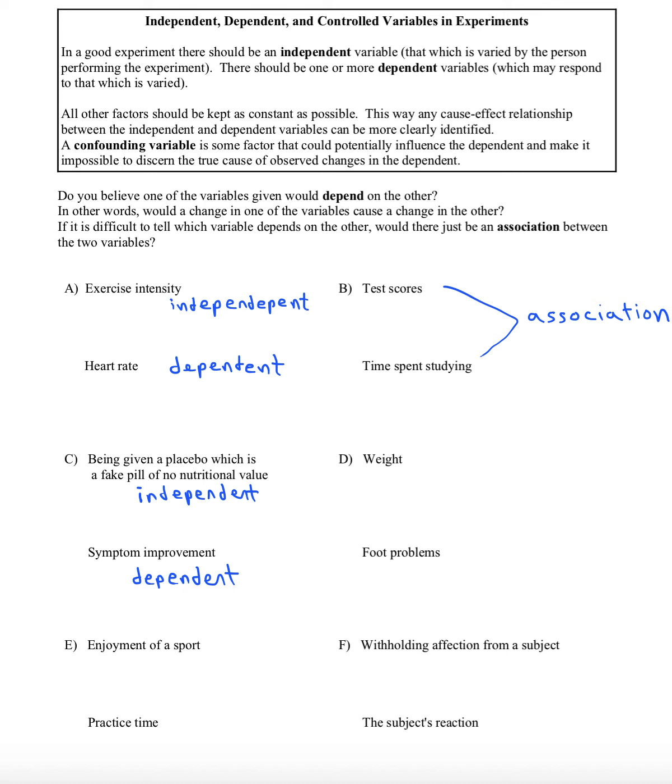When it comes to weight and foot problems, it could be argued that a higher weight could cause foot problems. But it is also possible that if a person had foot problems, then that would lead them to potentially exercise less, and that could lead to higher weight. For that reason, I'll say there's an association between these.